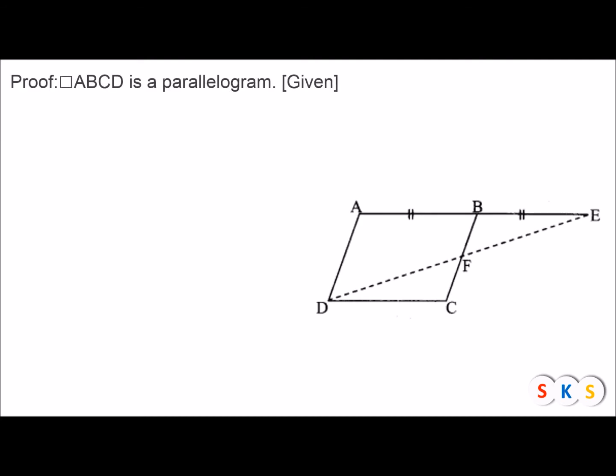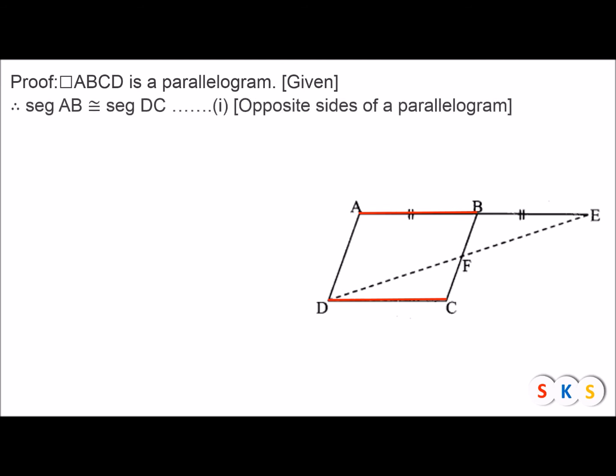Let's see the proof of this question. Quadrilateral ABCD is a parallelogram. It is given. And we know opposite sides of a parallelogram are congruent. Opposite sides will have the same length. So let's see in this figure, side AB and side DC. They are opposite sides of the parallelogram and they will be equal. So we can write over here side AB congruent to side DC. Reason: they are opposite sides of a parallelogram.